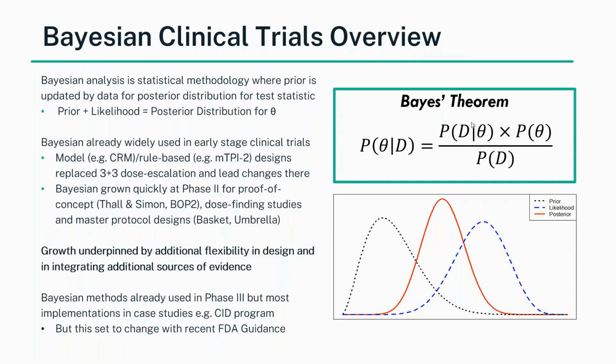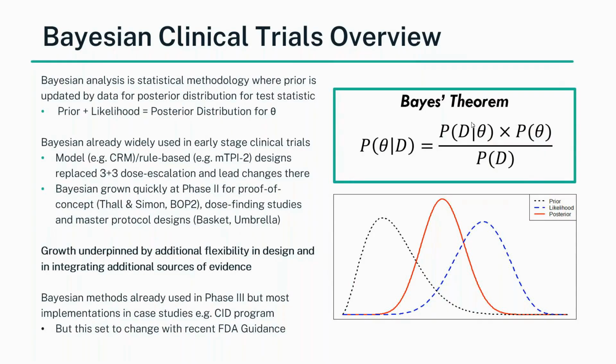And then at phase 2, pretty much all types of phase 2 trial have seen some level of Bayesian adoption, whether it's your more classic proof of concept Simon-like designs, where Thall and Simon and Bob 2 have found some leeway. Dose finding studies are very commonly done in the Bayesian framework. Similar to dose escalation, you are able to update your dose response curve in an adaptive fashion very easily within the Bayesian framework.